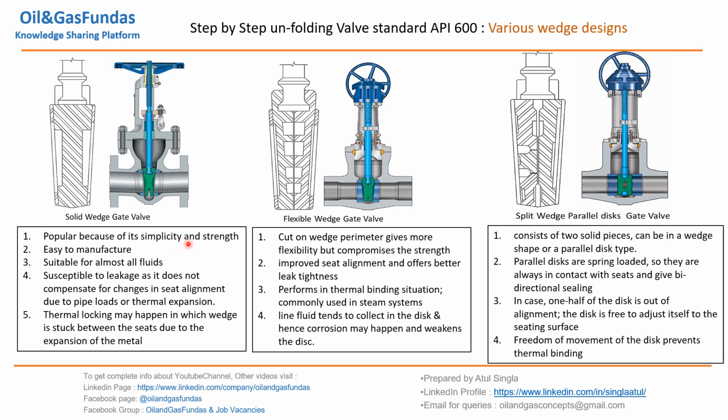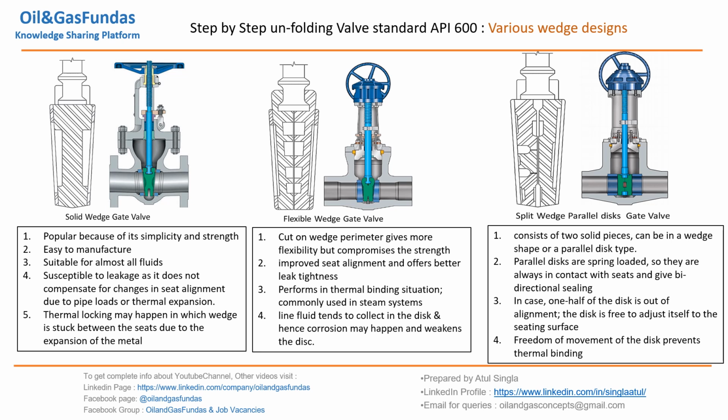The solid wedge is popular because of its simplicity and strength. This is a very common design. This rotates and comes down and obstructs the flow. It is very simple and easy to design, and it is very strong at the same time. Easy to manufacture, suitable for almost all fluids. Although this is a topic of discussion for the process team, it is good to know whether it is suitable for all the fluids or not. It is susceptible to leakages as it does not compensate for changes in the seat alignment due to pipe loads or thermal expansion. Suppose a high temperature fluid is going through and there is some expansion or contraction, then this wedge may block inside the seats.